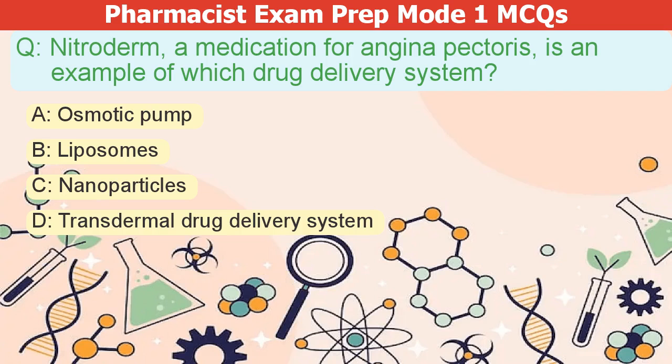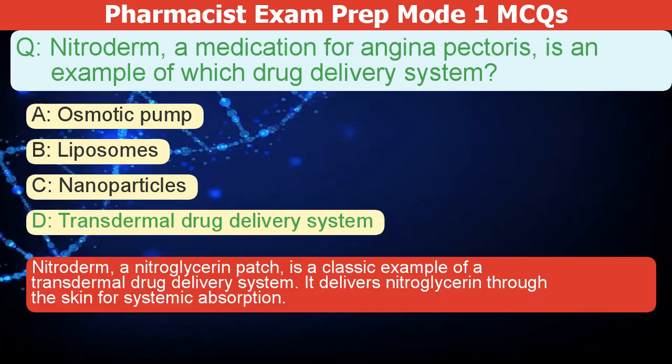Nitroderm, a medication for angina pectoris, is an example of which drug delivery system? A. Osmotic pump. B. Liposomes. C. Nanoparticles. D. Transdermal drug delivery system. The correct answer is D. Nitroderm, a nitroglycerin patch, is a classic example of a transdermal drug delivery system. It delivers nitroglycerin through the skin for systemic absorption.